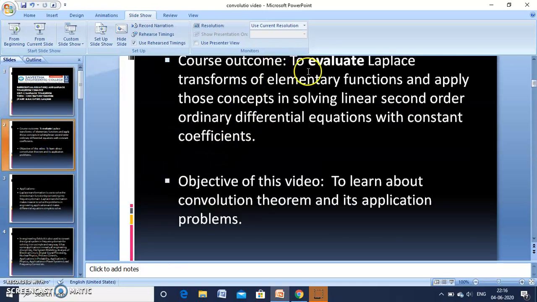Course outcome of this video: to evaluate Laplace transforms of elementary functions and to apply those concepts in solving linear second order ordinary differential equations with constant coefficients. An objective of this video: to learn about the convolution theorem and its application problems.